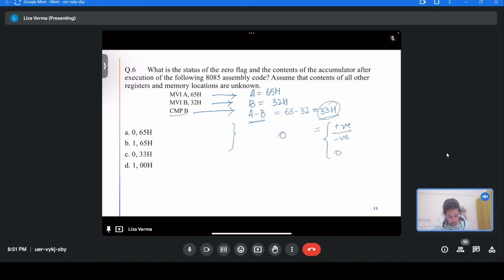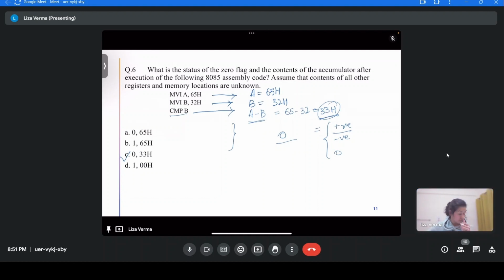So what is the answer now? The zero flag bit is zero, and the accumulator is option C. After subtraction, the result will go to A only, so A will be overwritten and it will contain 33 now. So this is the correct answer, right? Any confusion regarding this?